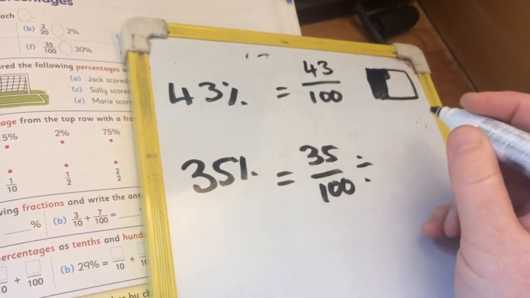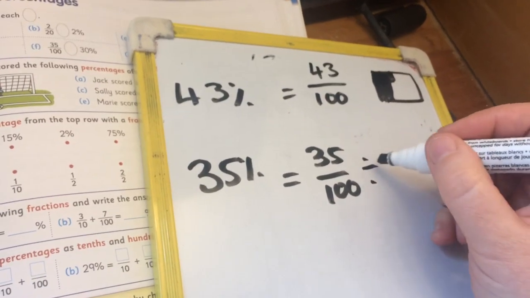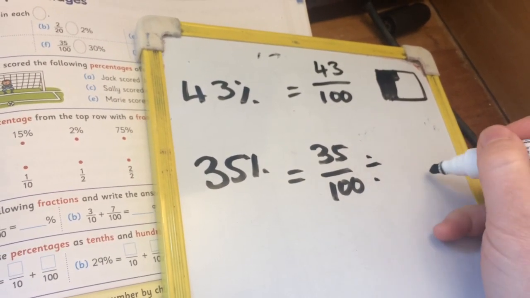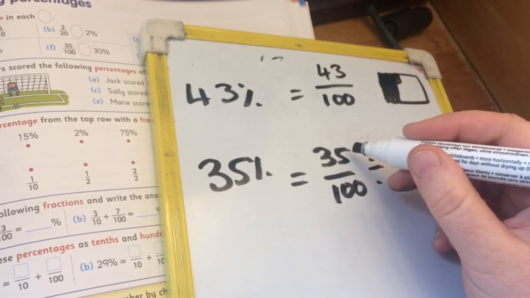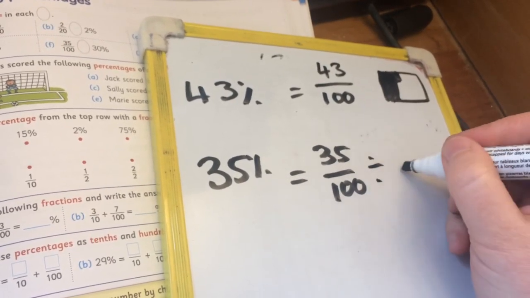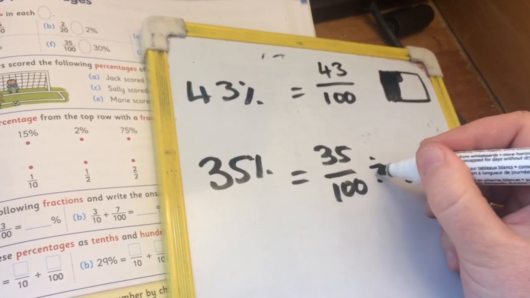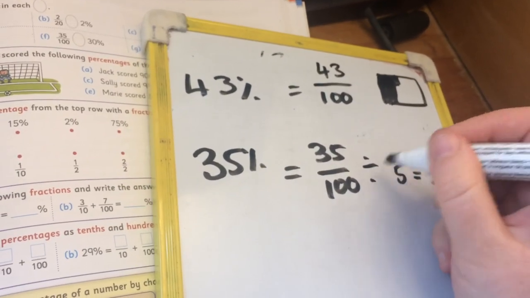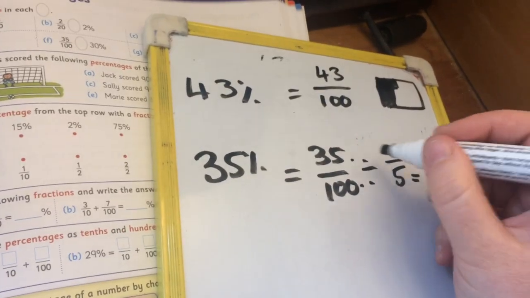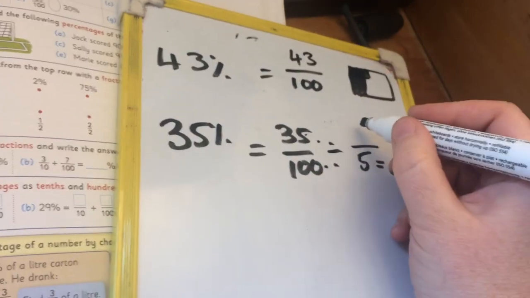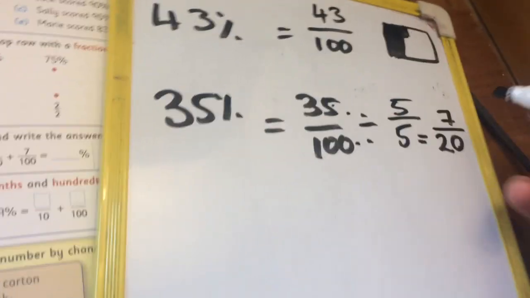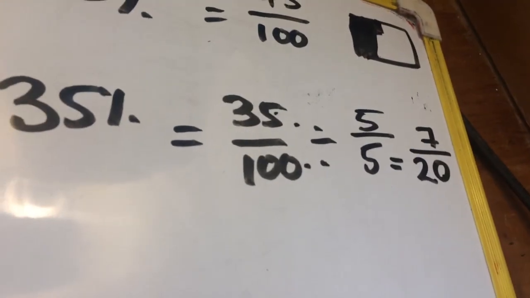If you wanted to make that into a smaller fraction, you would say 100 divided by something gives you a smaller number. And 5 will go into both of those. So let's go with 5. 100 divided by 5 equals 20. If I do it to the bottom, I must do it to the top. 35 divided by 5 equals 7. So that's how you make the fraction smaller.